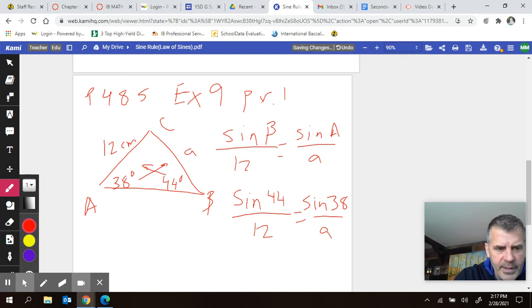You're going to get pretty quick at these, and you've probably seen this before because you had it last year, so it should be review for you. You would have A sine 44 is equal to 12 sine of 38.